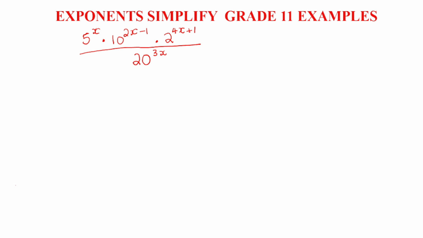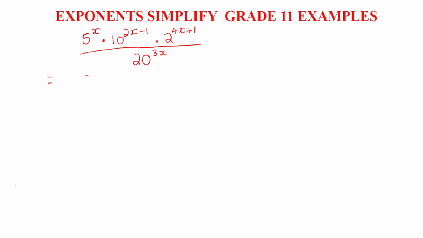Okay, today's example says: simplify the following exponent, 5^x times 10^(x-1) times 2^(4x+1), all over 20^(3x). So first things first, when it comes to simplification, we need to separate the terms so that we can see what is what, especially when you are dealing with multiplication and division. All right, so let's have a look at this one.